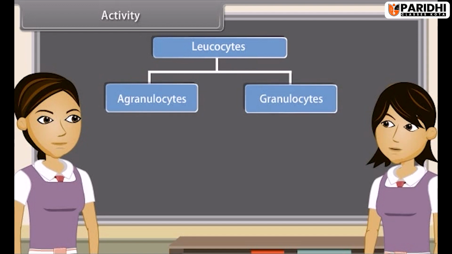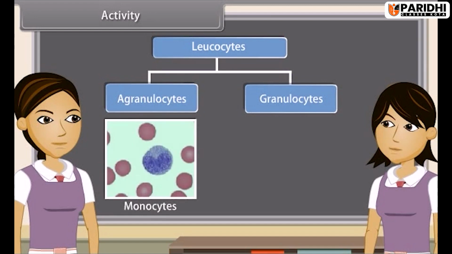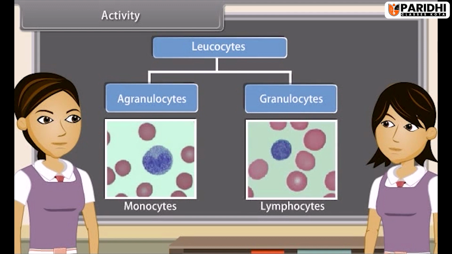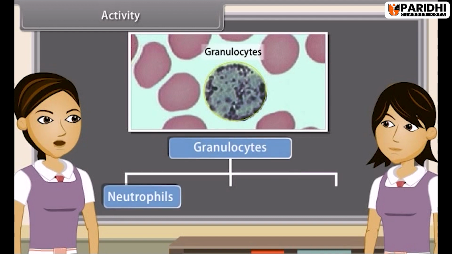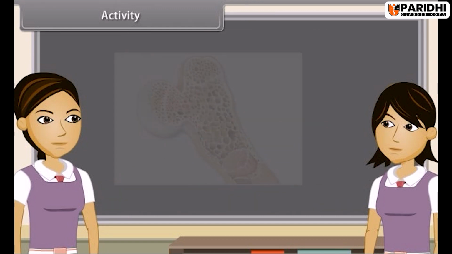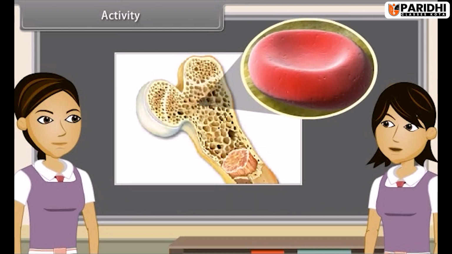agranulocytes without granules and non-lobed nucleus. These are of 2 types, monocytes and lymphocytes. Granulocytes containing cytoplasmic granules and lobed nucleus. They are of 3 types, neutrophils, acidophils and basophils. Blood platelets are minute, anucleated, fragile fragments of giant bone marrow cells called megakaryocytes.